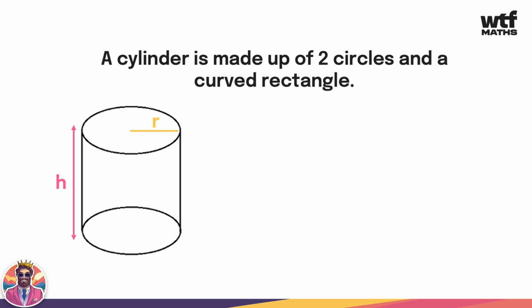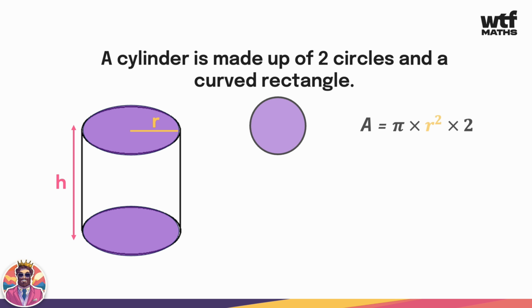So a cylinder is made up of two circles and a curved rectangle. So we have a circle at the top, we have a circle at the bottom. So if you want to find the area of that, it's just pi times radius squared times 2.